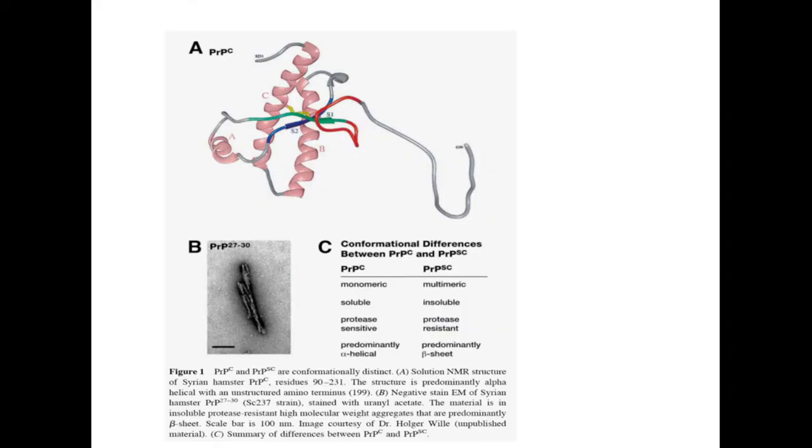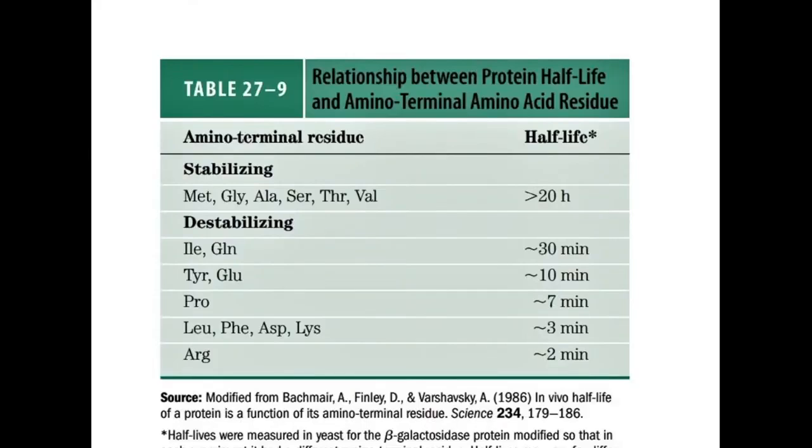Now we can see the normal form: monomeric, soluble, sensitive to proteolytic enzymes, and mainly alpha helical. And the scrapie form, so called from its first discovery: multimeric, insoluble, protease resistant, and mainly beta sheet.